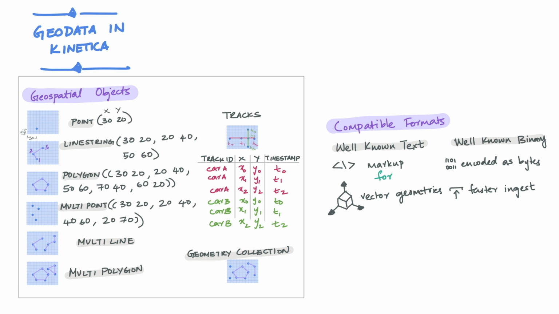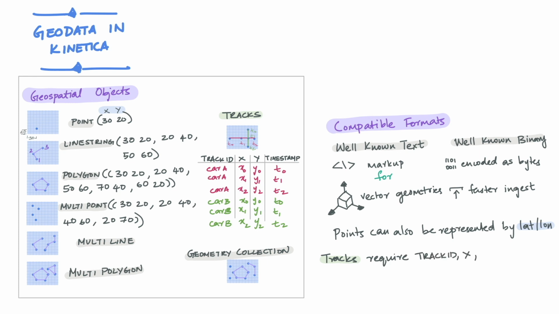All the highlighted geospatial shape objects need to be in WKT or WKB formats to be recognized as geometries by Kinetica. Points, however, can also be represented using columns that specify the latitude and longitude, while track objects require all the columns that are listed in the illustration. The important thing to note is that the column names need to be specified exactly as shown here since they are case sensitive.